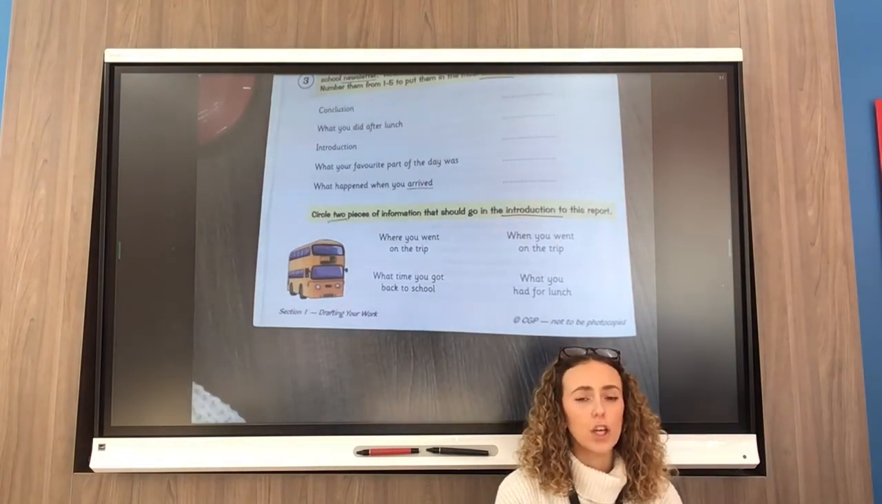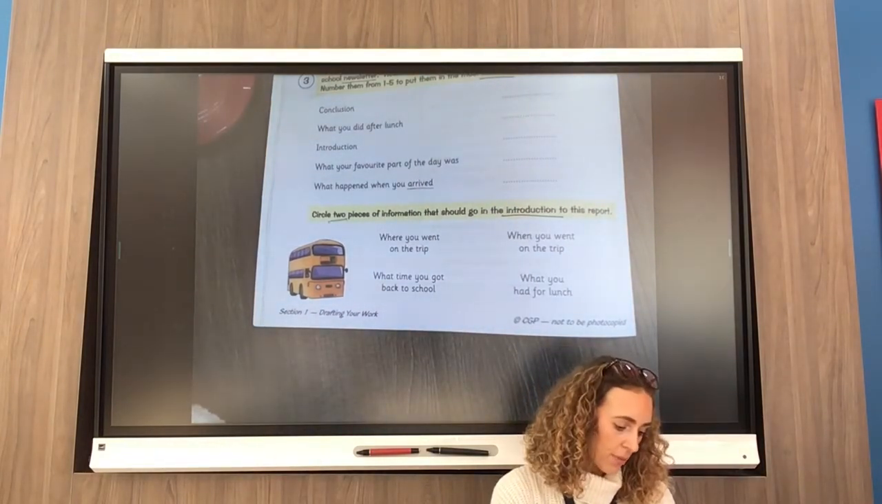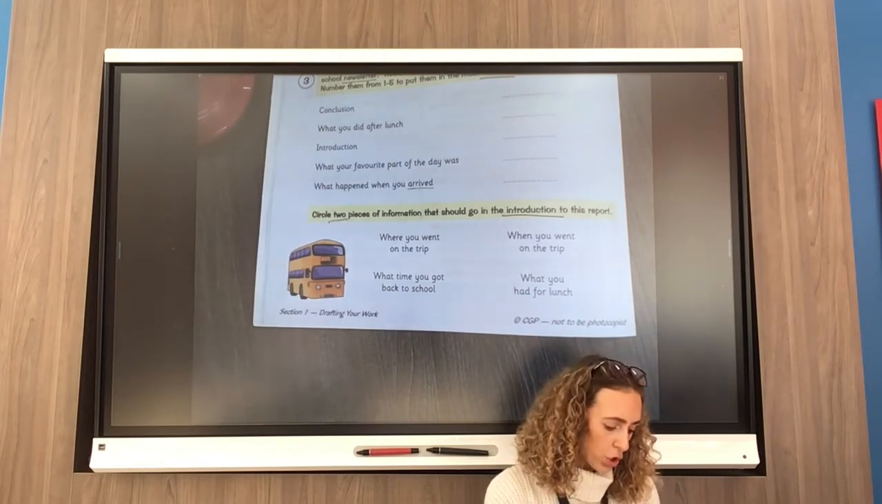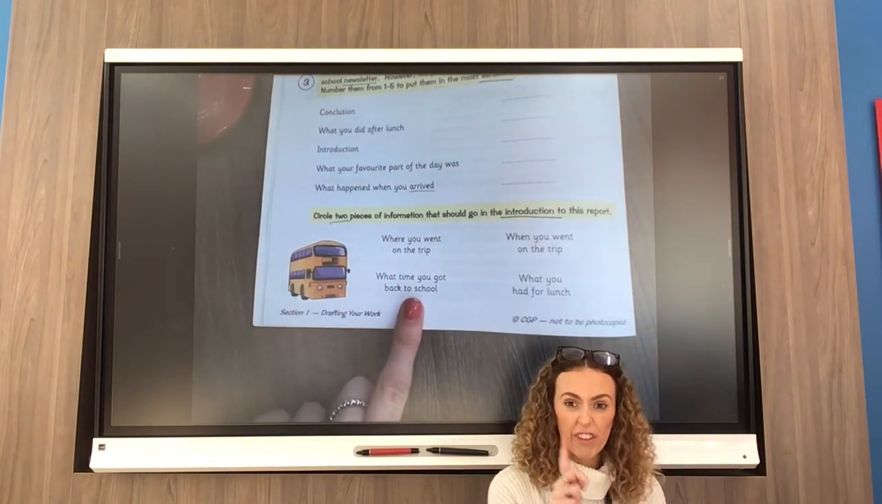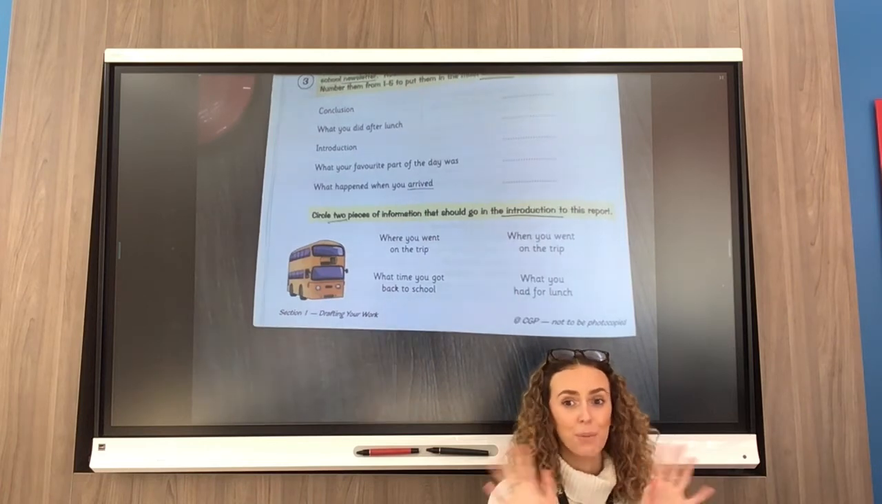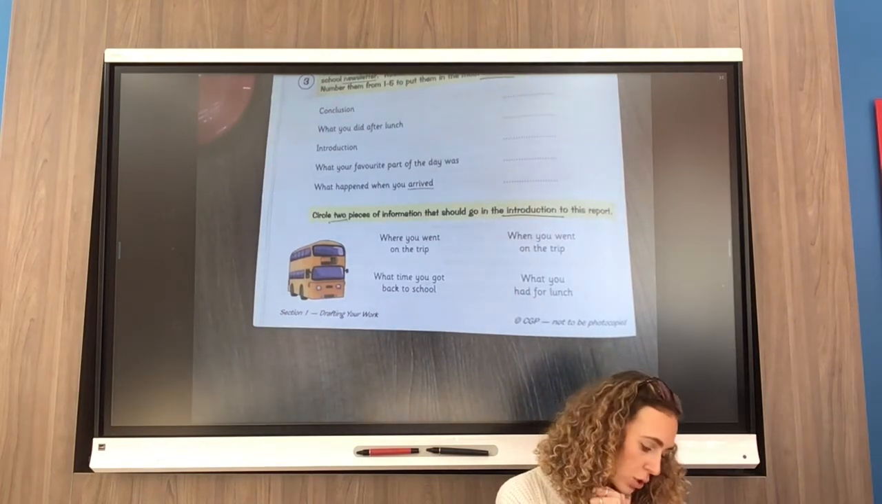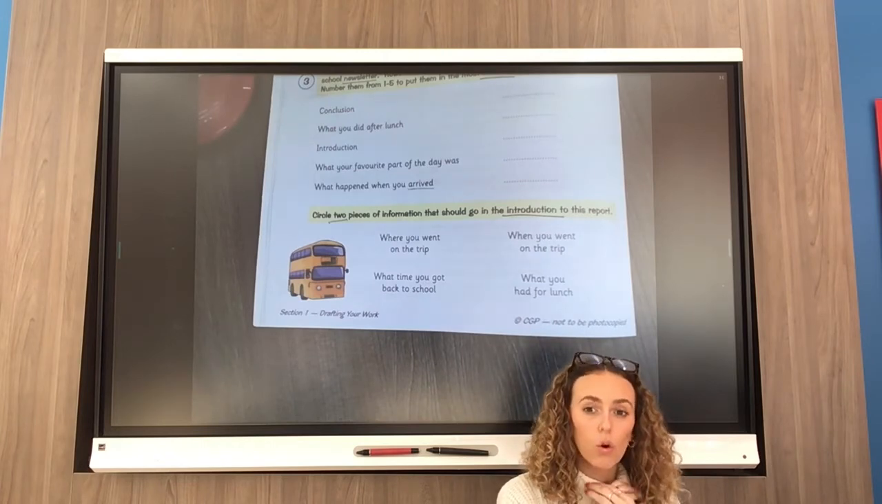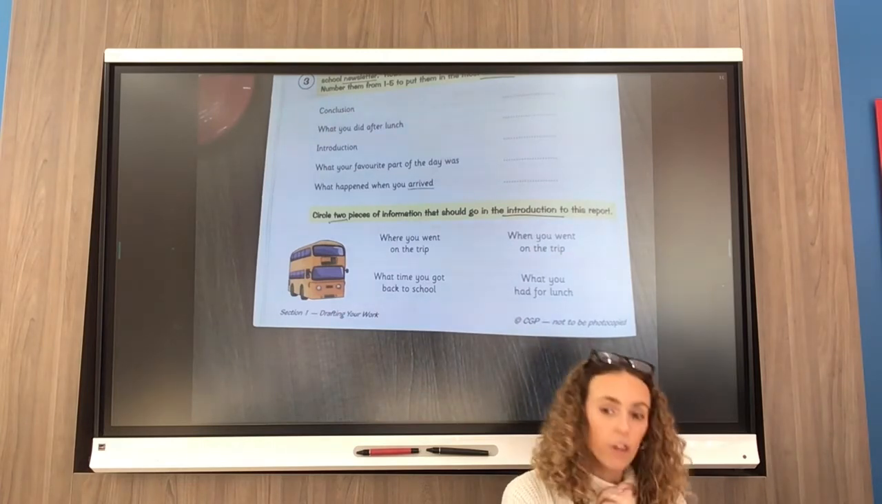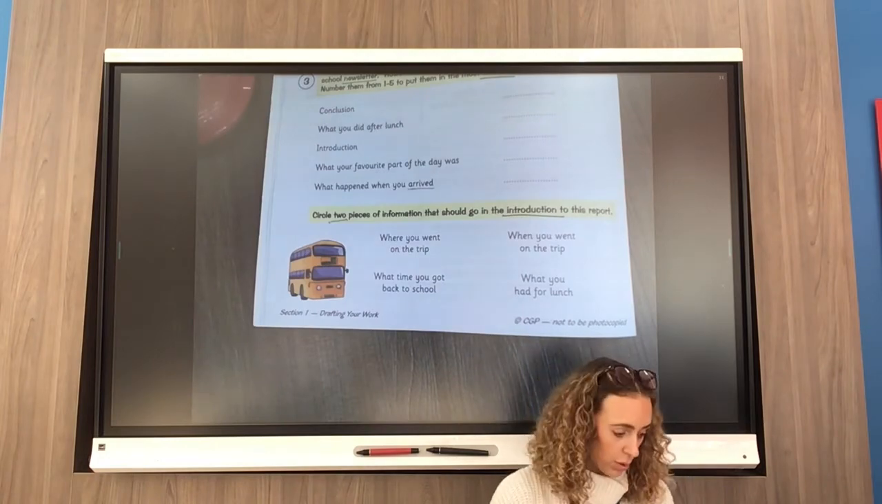So have a think, if you were on a school trip, okay, you are going to introduce the report. Would you talk about what time you got back to school first? No, probably not, would you? So have a think here. How would you introduce the report? What's the most sensible or appropriate way of introducing the report?